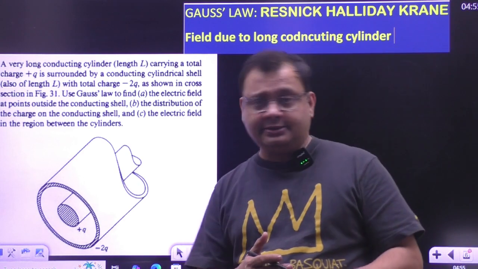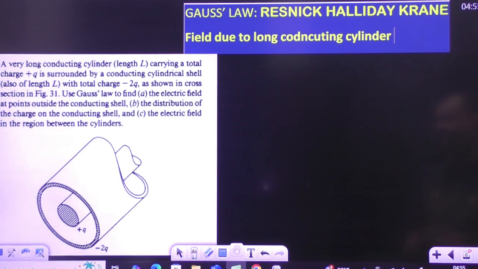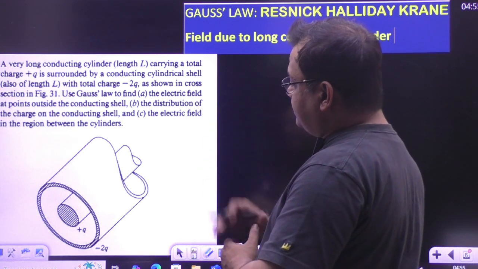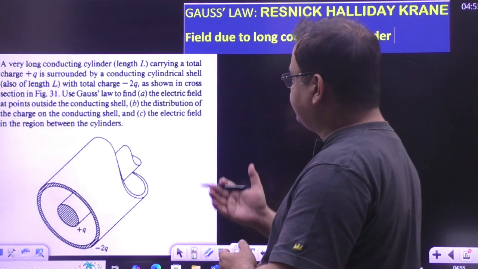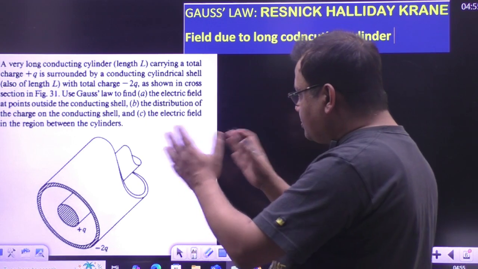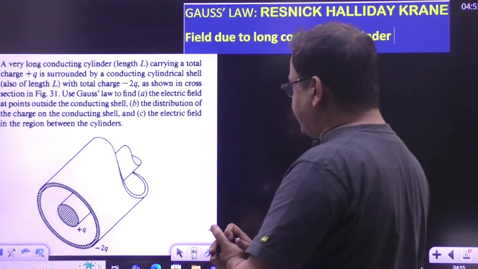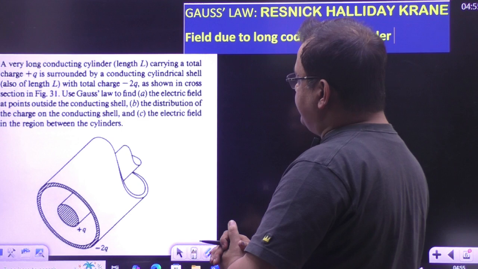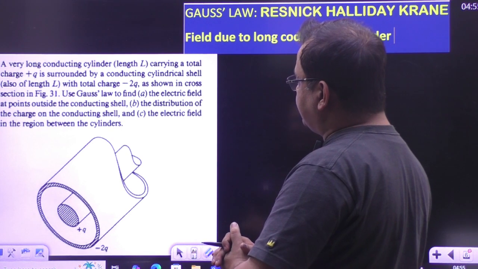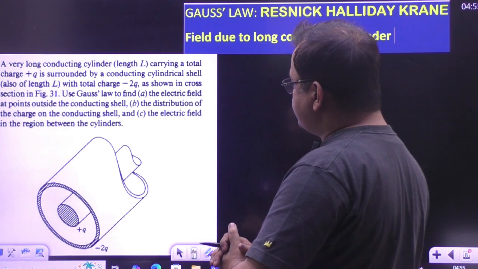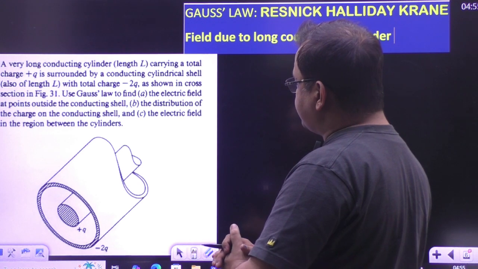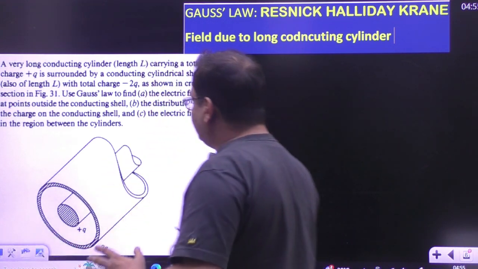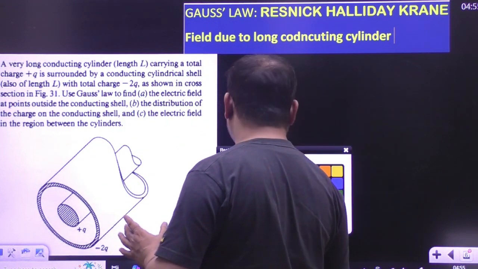Gauss's law, Resnick Halliday, the electric field due to a long conducting cylinder. So in this problem, we have an inner cylinder carrying a charge plus Q, and this is conducting in nature. And there is an outer thin cylindrical envelope, or you can say cylindrical shell, with a charge of minus 2Q. Using Gauss's law, find the electric field at all the points outside the conducting shell, the distribution of the charge on the conducting shell, and the electric field in the region between the cylinders. Now see, here one phrase is given, very long conducting cylinder.